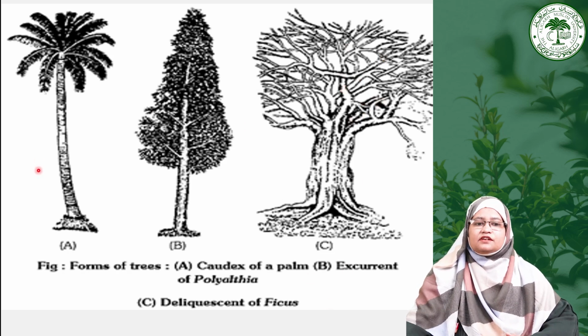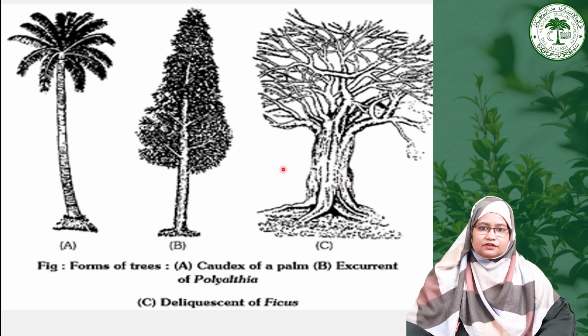So these are some forms of trees. Like caudex, in which the leaves are arranged on the top and the stem is unbranched. In excurrent, the lower branches have more growth than the upper branches, which have limited growth, giving a pyramidal shape. And in deliquescent, the plant has a dome-shaped structure, making it suitable as a shade plant. These are some categories of trees.